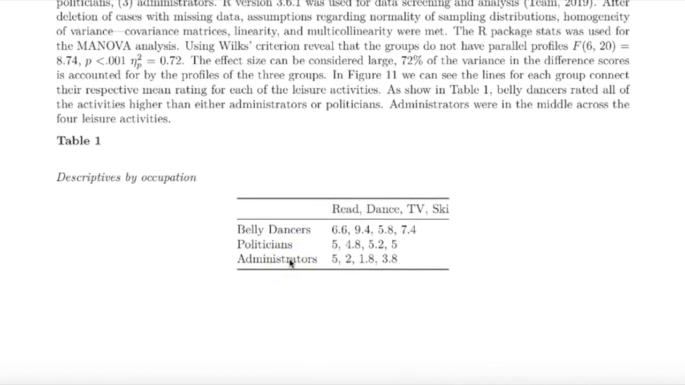And you don't just have to talk about the graph, you can also show the means that we already calculated earlier in this lesson, so you can just have a table or you can write it in text. It's up to you. I'm really into tables this semester, so I'm trying to do everything in a table. So I show that Table 1 shows that the belly dancers rated the leisure activities higher than administrators or politicians, and administrators were in the middle. And you could go ahead and actually do an ANOVA with this data if you wanted to keep reporting p-values and post hocs, etc., etc.